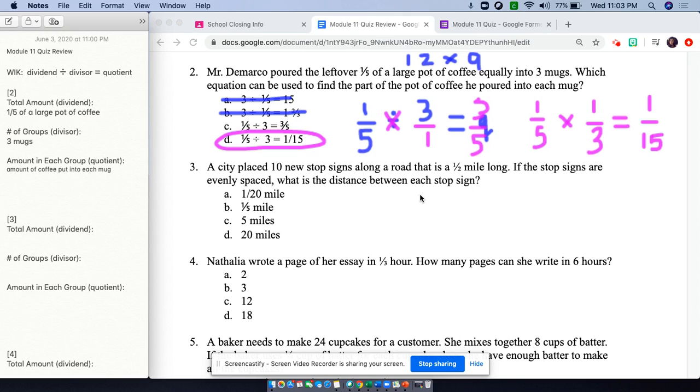Now, here my distance is going to be my dividend. At the end of the day, no matter what, half the mile is how much I have. That's not going to change. They could always add new signs or not add any more signs. So half the mile is my dividend. Then my number of groups is 10 stop signs. And what I'm looking for is the amount of distance between each stop sign. Again, you would have to set up your division equation and then keep, change, flip.